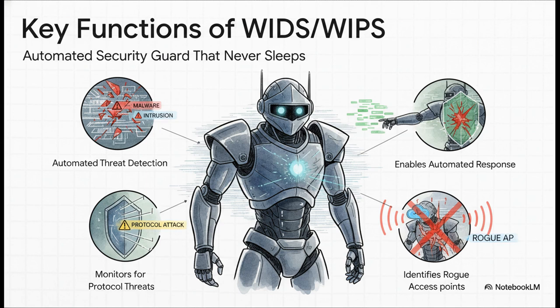And this really gets to the core of what it does. WIDS and WIPS are fantastic at catching the known common attacks. They're looking for those classic telltale signs of trouble, things like a rogue access point pretending to be your network, or attacks that are trying to break the Wi-Fi protocol itself. It's basically a security guard that never sleeps and never even takes a coffee break.